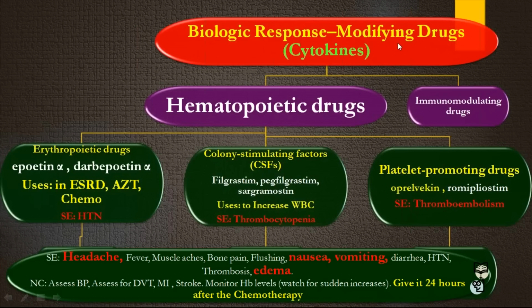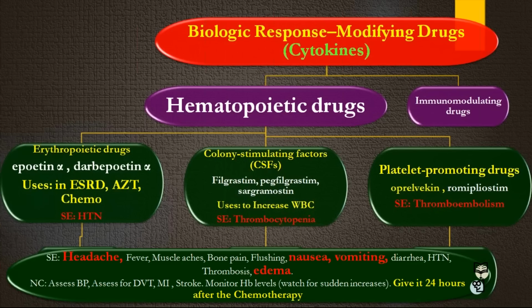Biologic response modifying drugs can be called cytokines. Cyto means cell, kines is activity. So these substances are going to make the cells have some activity. That's what cytokines means. So these cytokines are going to be divided into hematopoietic drugs and immunomodulating drugs.